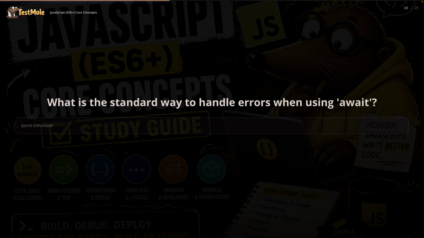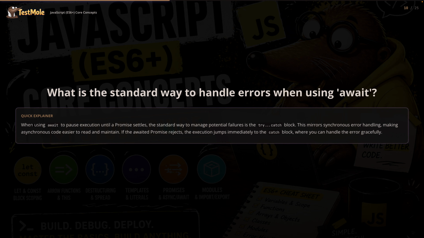What is the standard way to handle errors when using await? When using await to pause execution until a promise settles, the standard way to manage potential failures is the try-catch block. This mirrors synchronous error handling, making asynchronous code easier to read and maintain. If the awaited promise rejects, the execution jumps immediately to the catch block, where you can handle the error gracefully.